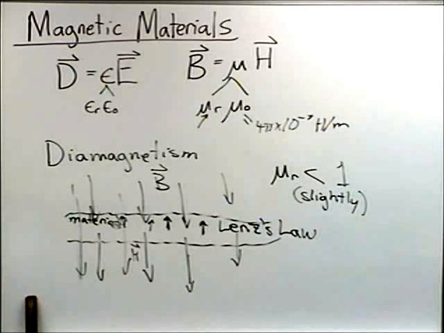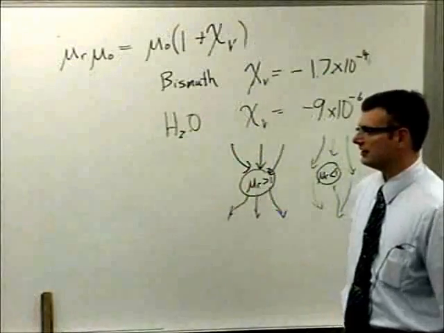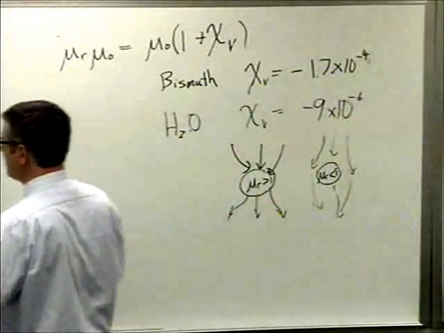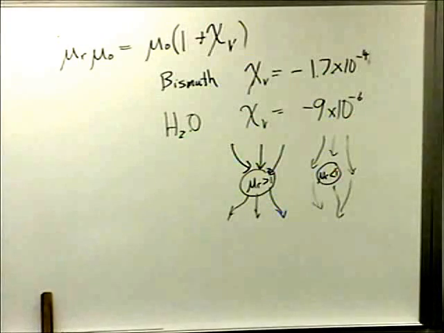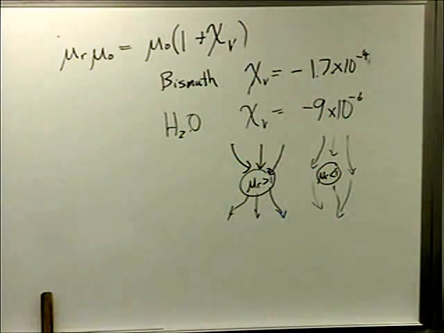So anyway, you can see the floating frog videos. And this is the weakest of the magnetism. So let's make a list over here, going from weak to strong.